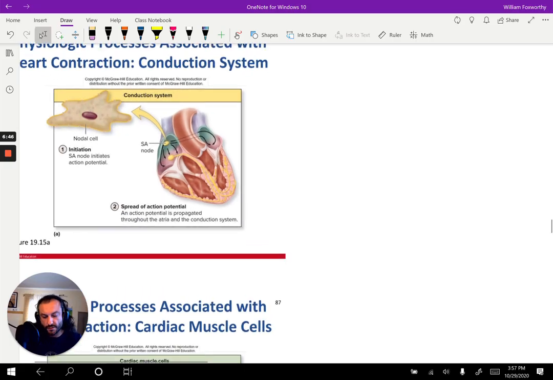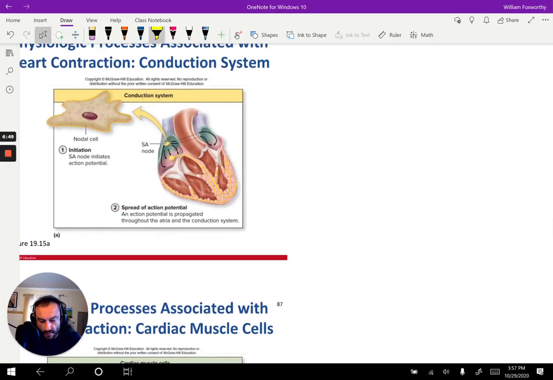And here you can see that is summarized. The action potential begins here in these nodal cells, which make up the SA node, travels through the muscle of the atria. Then it's delayed at the AV node. Then it travels through the AV bundle, finally the Purkinje fibers, and the cardiac muscle cells.